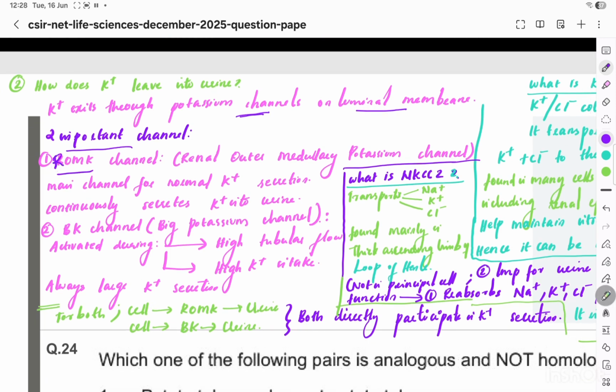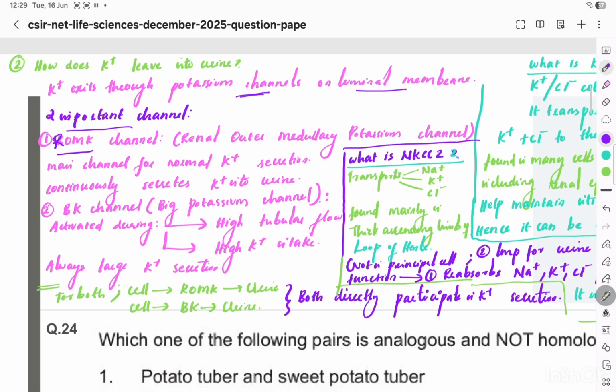Okay, the ROMK channel, that is the renal outer medullary potassium channel. That is the main channel for normal potassium ion secretion. It continuously secretes potassium into the urine. Which channel? The ROMK channel, renal outer medullary potassium channel.